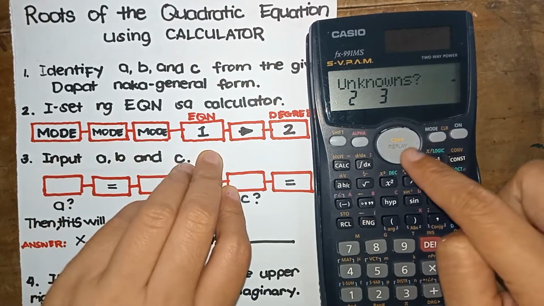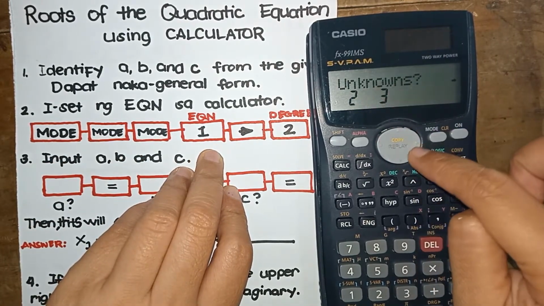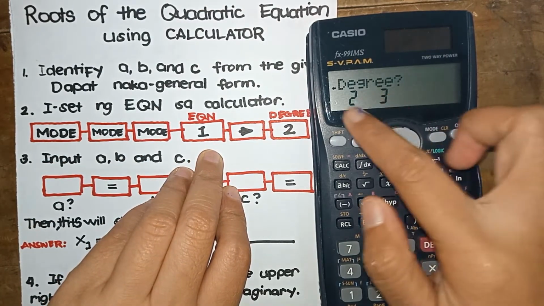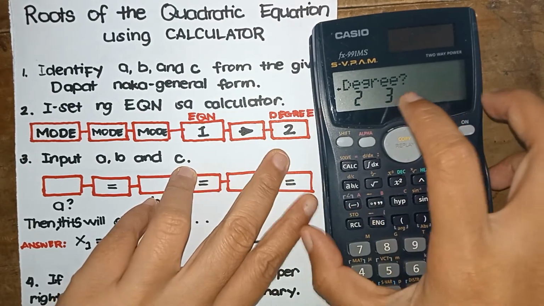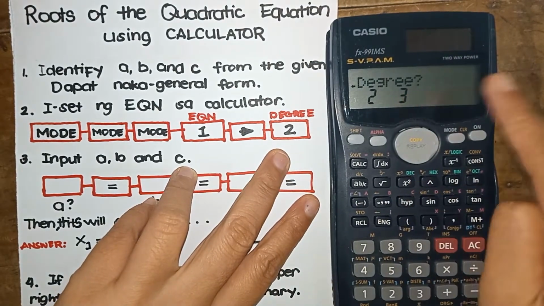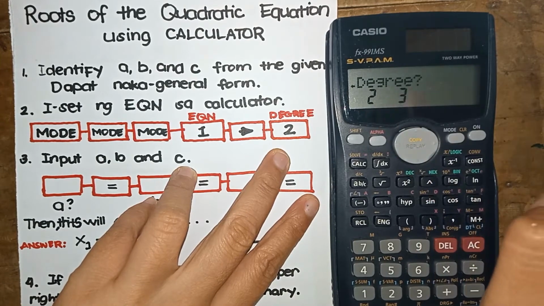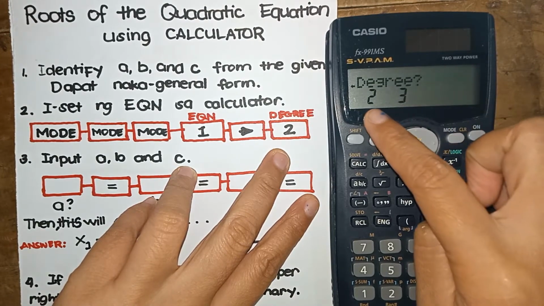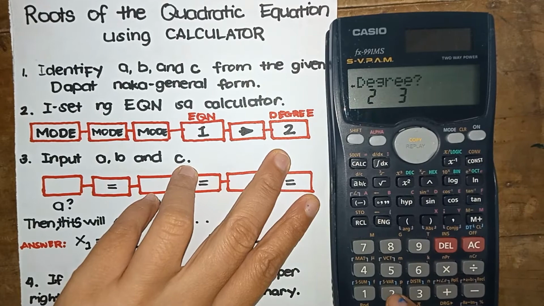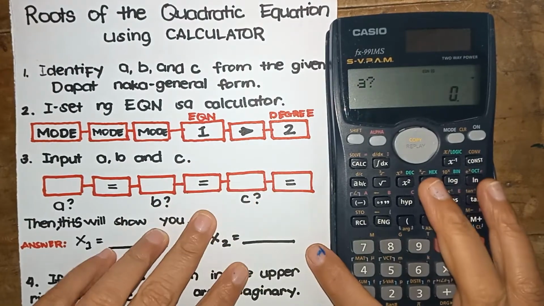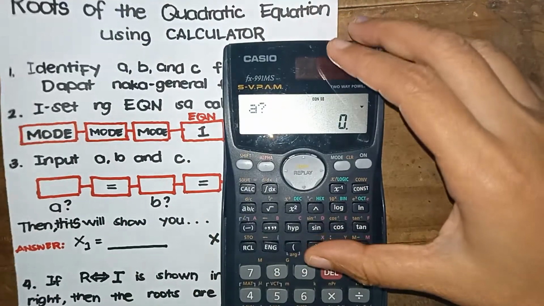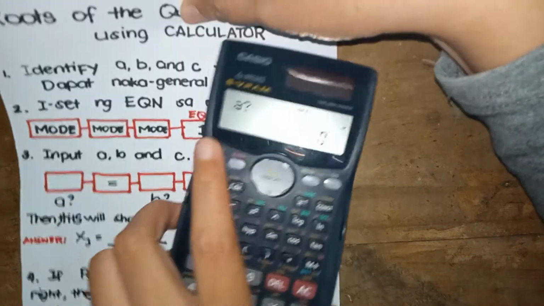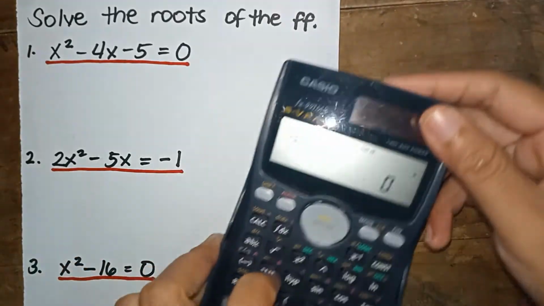Okay, so, in here, we're not using the unknowns. And ang gagamitin natin is yung degree. Okay, since we're dealing with quadratic equations, and we all know that the quadratic equations are in second degree, so type 2. Okay, so now, we can solve for the roots of the given quadratic equation.